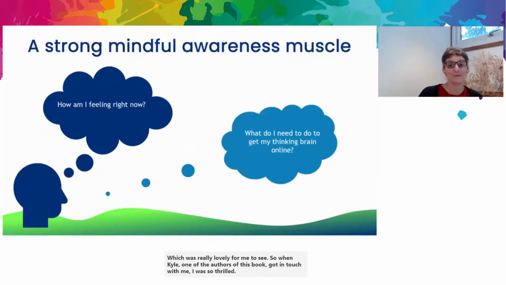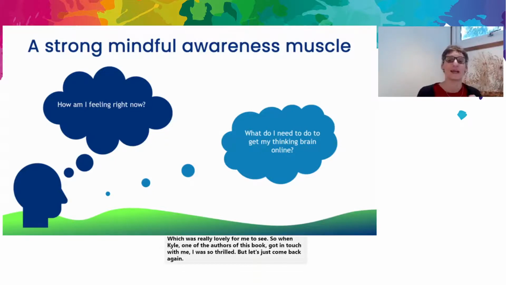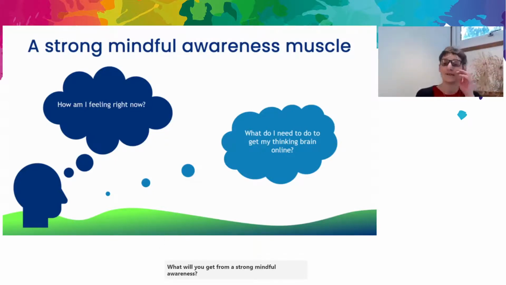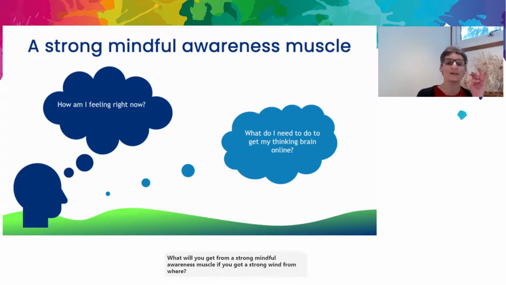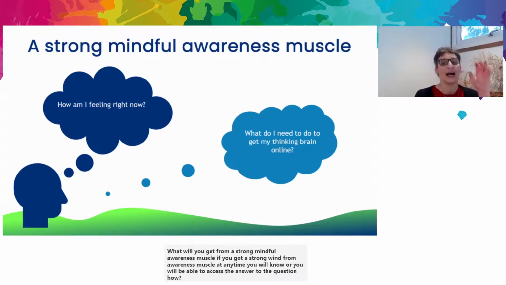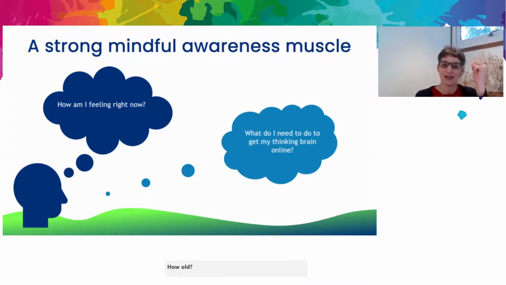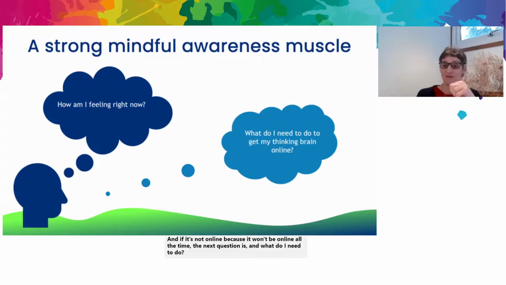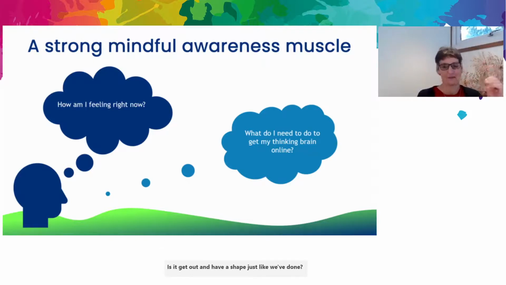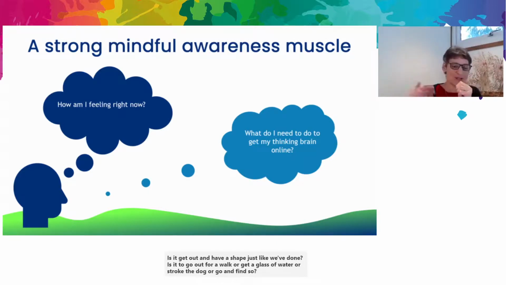But let's just come back again. What will you get from a strong mindful awareness muscle? If you've got a strong mindful awareness muscle, at any time you will know, or you will be able to access the answer to the question, how am I feeling right now? How online is my thinking brain? And if it's not online, because it won't be online all the time, the next question is, what do I need to do? Is it get up and have a shake, just like we've done? Is it to go out for a walk or get a glass of water, or stroke the dog, or go and find a colleague who can help you think something through? What is it I need to do to get my thinking brain online?